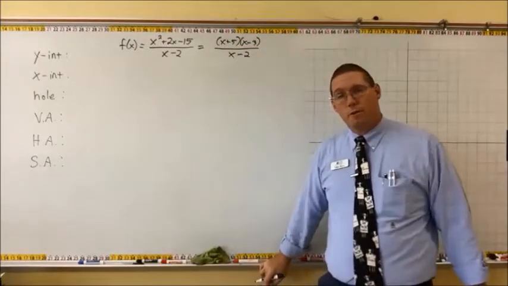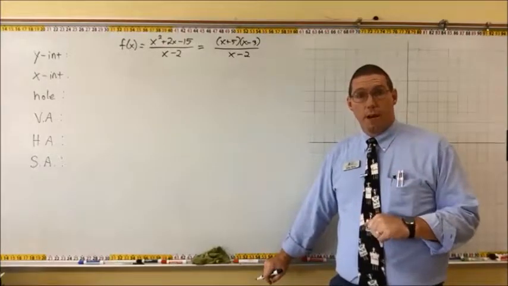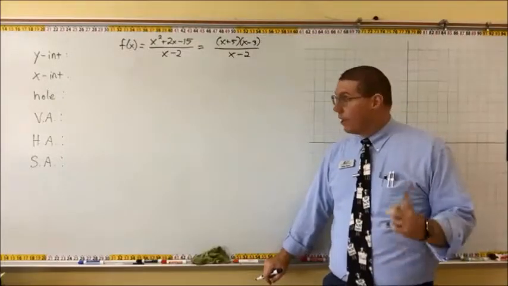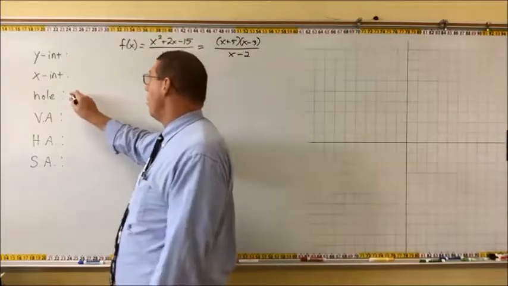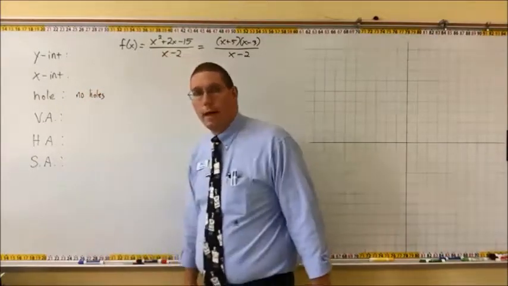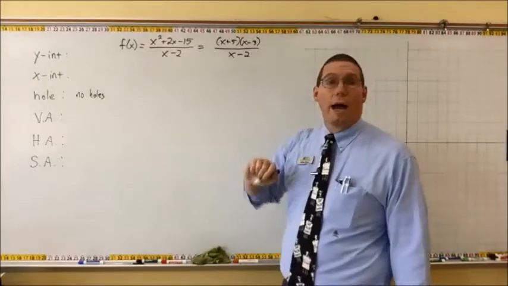Now what do you notice here? You notice something interesting? No matching factors in the numerator and the denominator, which means that we can't cancel anything. That also means that there are no holes. No holes at all. Well, then let's see if we can identify a y-intercept, shall we?